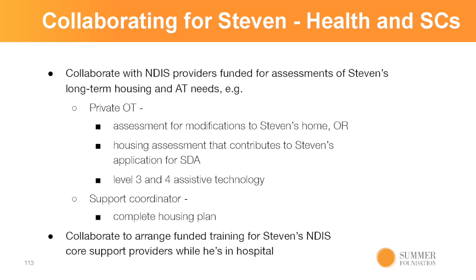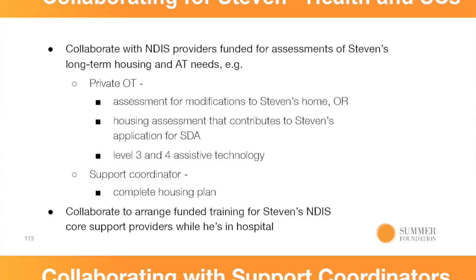The support coordinator would then use the information from health as well as the information from the private OT to put together a housing plan for Stephen. Health and the support coordinator would also be collaborating together to arrange carer training and making sure support workers are well set up and ready to go when discharge occurs.